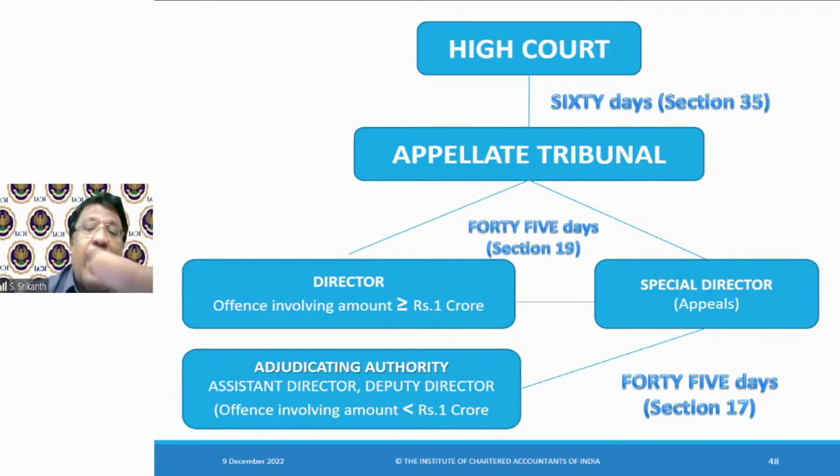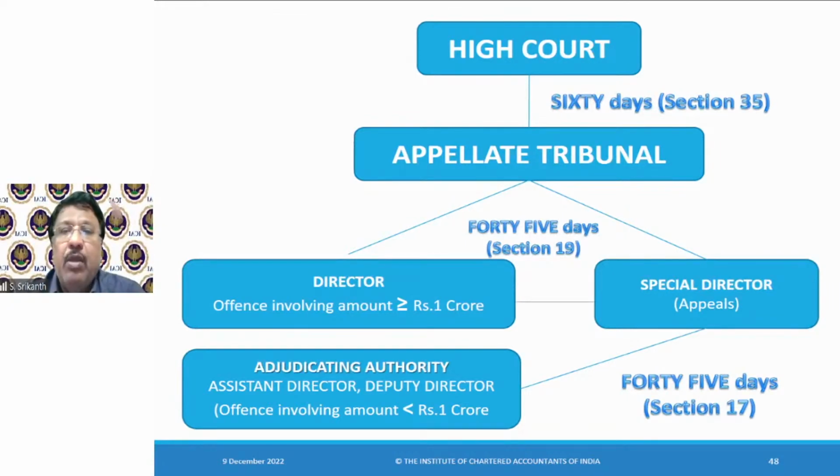Now remember, the director and special director are at the same level. Against the director, you cannot go to the special director, so you have to go above. So against the order of the special director or the director, you go to the appellate tribunal. For foreign exchange, the appellate tribunal is called the FEAT.